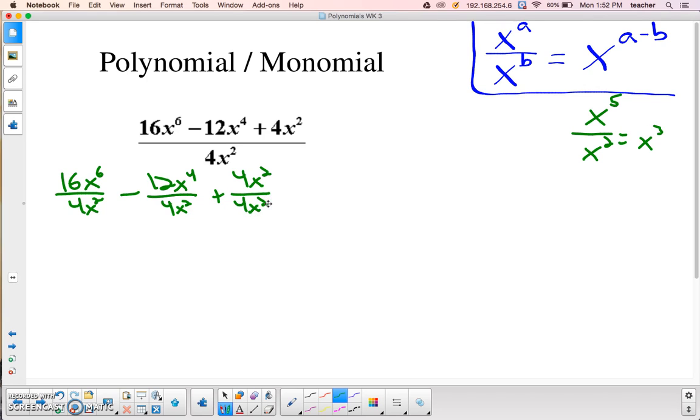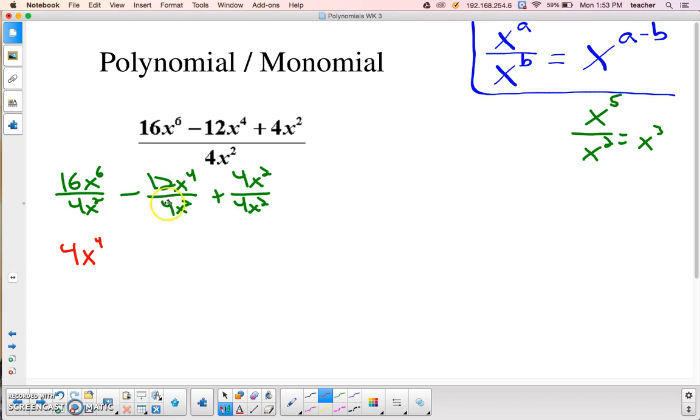Now we take each fraction and we simplify it separately. So to do the first one, we look at 16 over 4, and that is 4 simplified. And we're going to use our rule for dividing terms with exponents, and since the bases are both x, we subtract our exponents and we get x to the power of 4. Since nothing is left in the denominator, we don't need a denominator anymore. We could put over 1, but of course we all know that anything over 1 is just the anything itself.